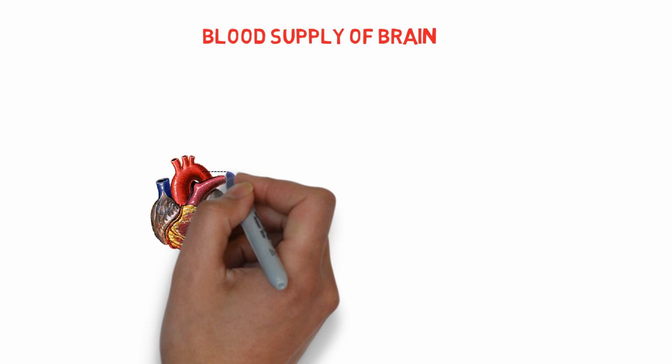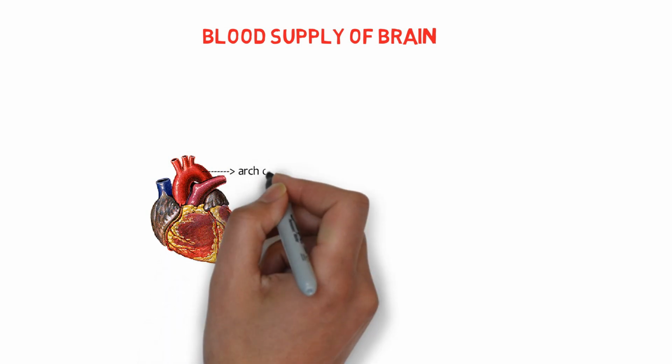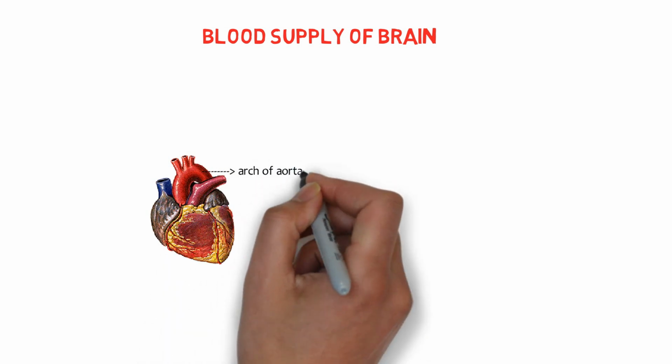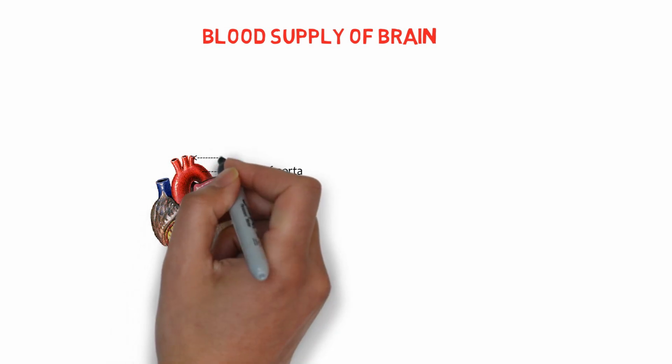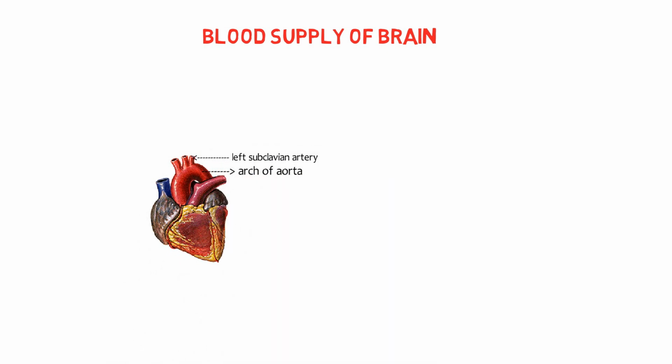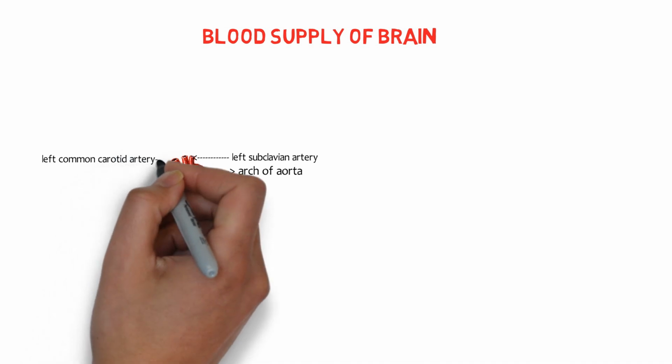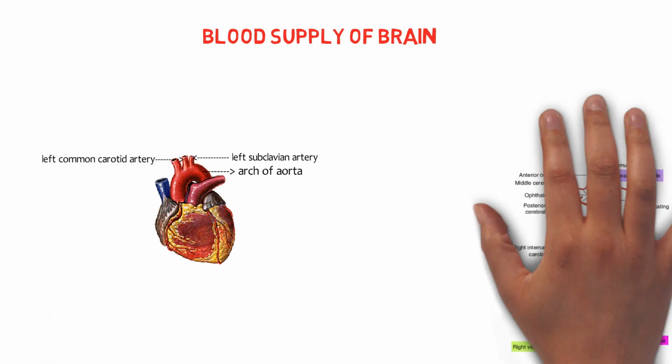So it is your heart, right, which is the source of our blood supply. And here we have the aorta. This is the left subclavian artery and this is the left common carotid artery. All are branches from the arch of the aorta, right?